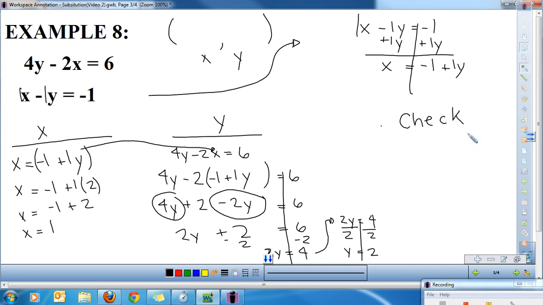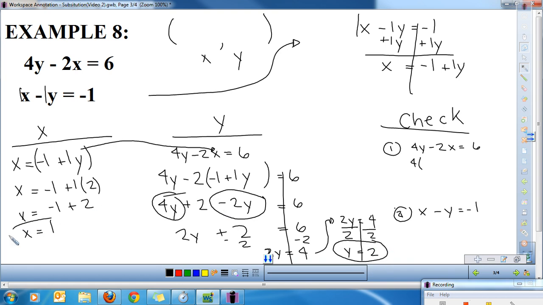Before we write our solution, let's check using our original two equations. So I had 4y minus 2x equals 6, and then I had x minus y equals negative 1. Well, I think that y is 2. Circle that so it's a little bit easier to see. I think that y is 2, and I think that x is positive 1. I'm going to put a 2 in for y, minus 2, and I think that x is positive 1.